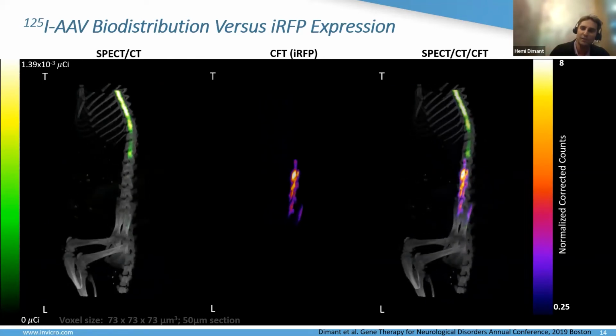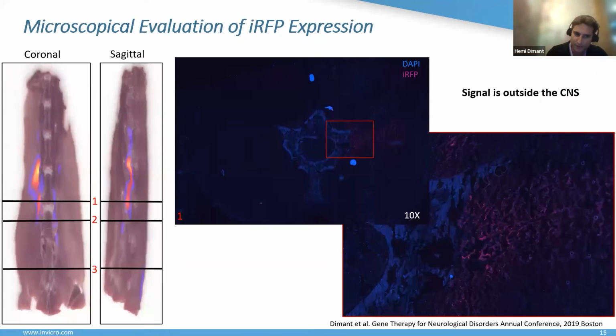And again, to confirm that the signal that we're seeing is outside the vertebra, we collected sections. With Cryo-Fluorescence Tomography, it's not computed tomography, it's tomography per se, meaning we are collecting each and every plane. We collected sections, and under a microscope, we're able to confirm. You can see here the vertebra in blue in the middle of the spine. And if you look outside, there's confirmation that the iRFP expression is outside the vertebra, in surrounding muscle.